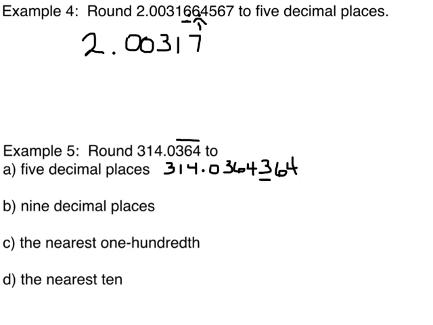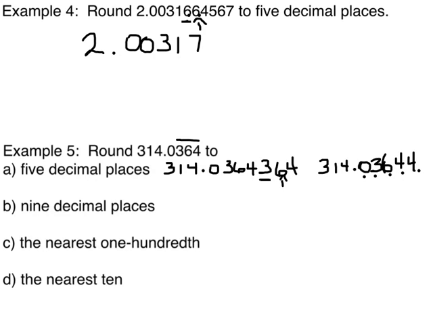That's this 3. And I have to go one more because I have to look to see what it is. So obviously that's a 6. I'm going to round up. So it would be 314.03644. And you can see I have 5 digits after the decimal. All right, B says to go 9 decimal places.